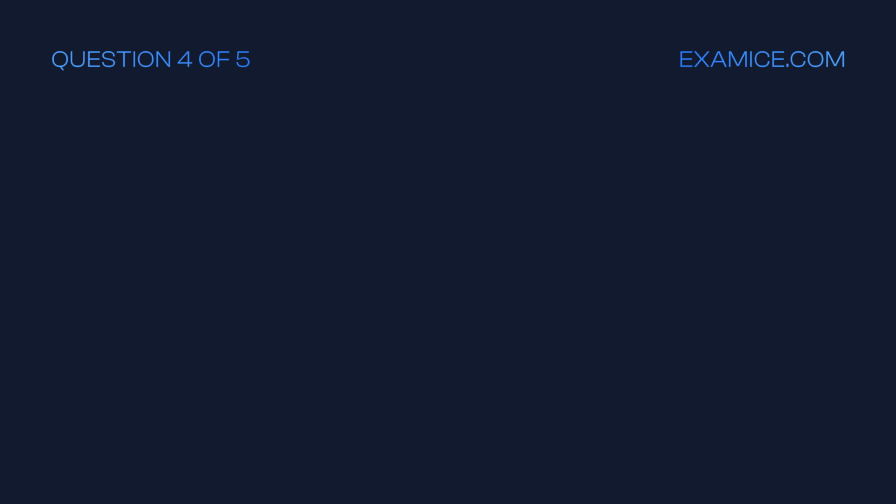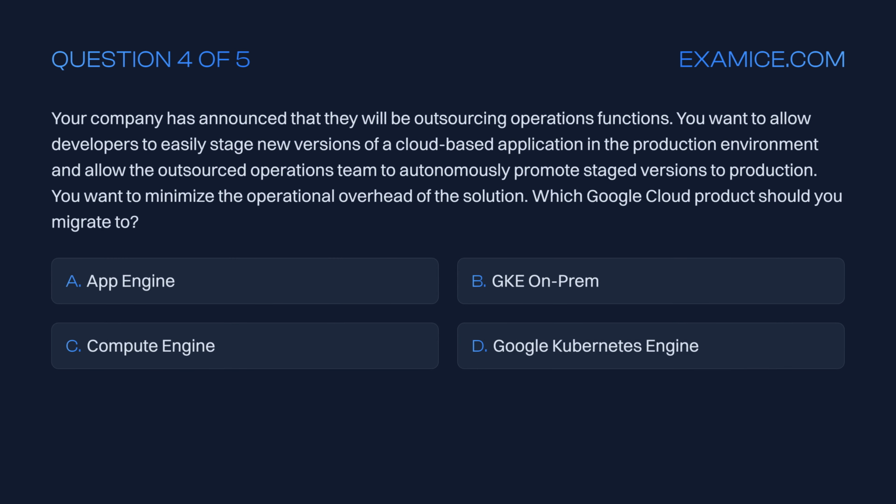Question 4. Your company has announced that they will be outsourcing operations functions. You want to allow developers to easily stage new versions of a cloud-based application in the production environment and allow the outsourced operations team to autonomously promote staged versions to production. You want to minimize the operational overhead of the solution. Which Google Cloud product should you migrate to?